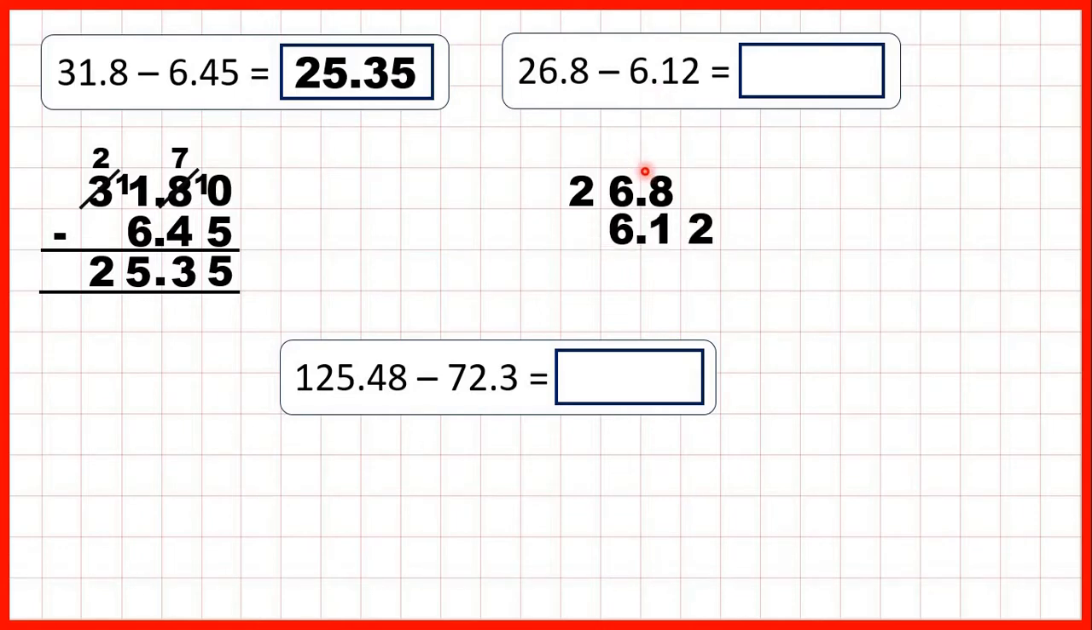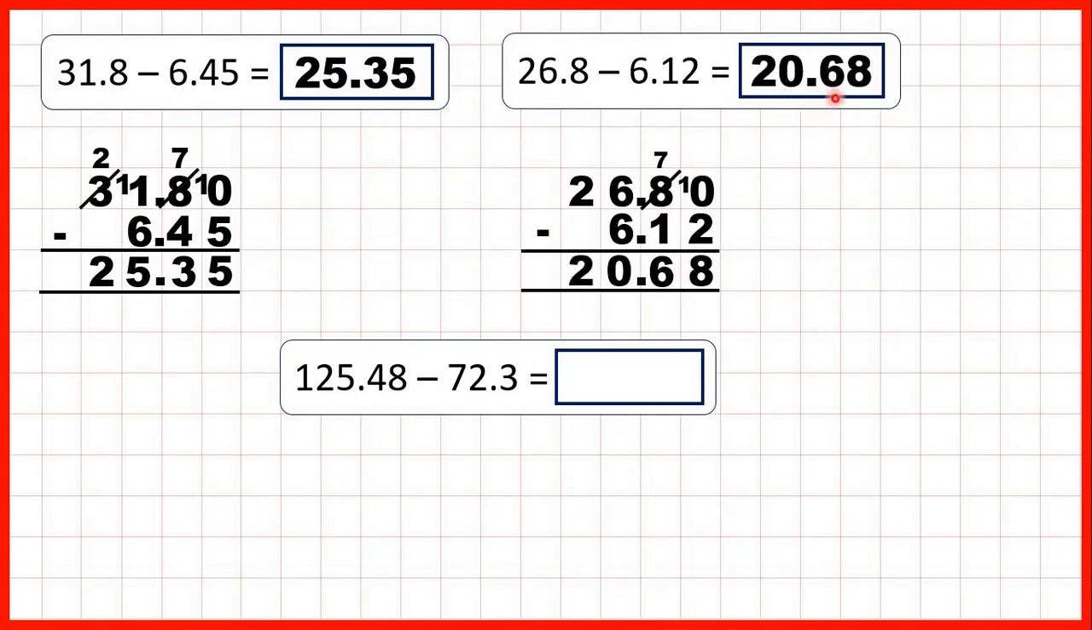Now we have 26.8, and we need to subtract 6.12. So we write the numbers out with the decimal points lined up so that our place values are lined up as well. We can write 0 in this empty square, and we need to remember to copy the decimal point down into our answer. Now we subtract using column subtraction. We can't do 0 minus 2 using the column method, so we go to the left, 1 less, 1 in front. 10 minus 2 is 8. 7 minus 1 is 6. 6 minus 6 is 0, and 2 minus nothing is 2. So our answer is 20.68.